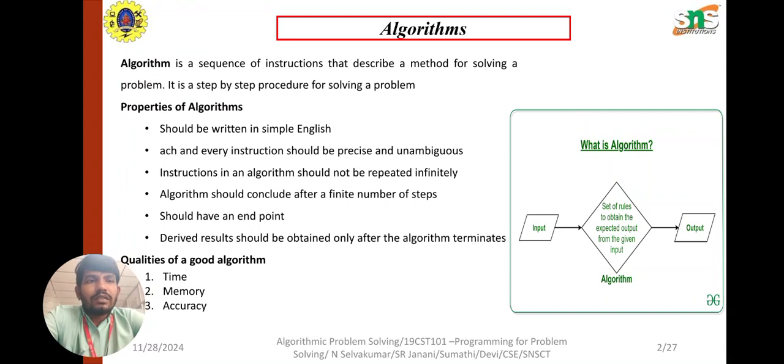So on the right side, we go to the input. The algorithm is like a set of rules to obtain the expected output from the given input. So that is the algorithm, and at the endpoint we have the outputs. Next, the qualities of a good algorithm are time, memory, and accuracy. These are the main factors of an algorithm.